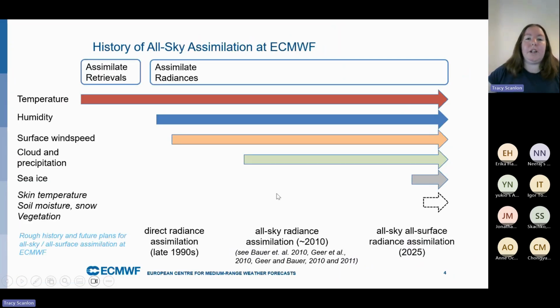Just a little on the history of all sky assimilation at ECMWF. We started off in the 80s and 90s looking at the assimilation of temperature profiles. We then moved on to assimilating radiances, those sensitive to temperature, humidity, wind speed, and then in 2010 we started the all sky assimilation framework, which I've just mentioned. More recently we've been looking at sea ice assimilation. This is some work that my colleague Geer has done, generating a sea ice model directly from AMSR2 observations and using that within the system. And then the work that I'm looking at is the skin temperature, generating skin temperature increments from microwave observations and then using those in the system. In the future, we plan to move on to other variables.